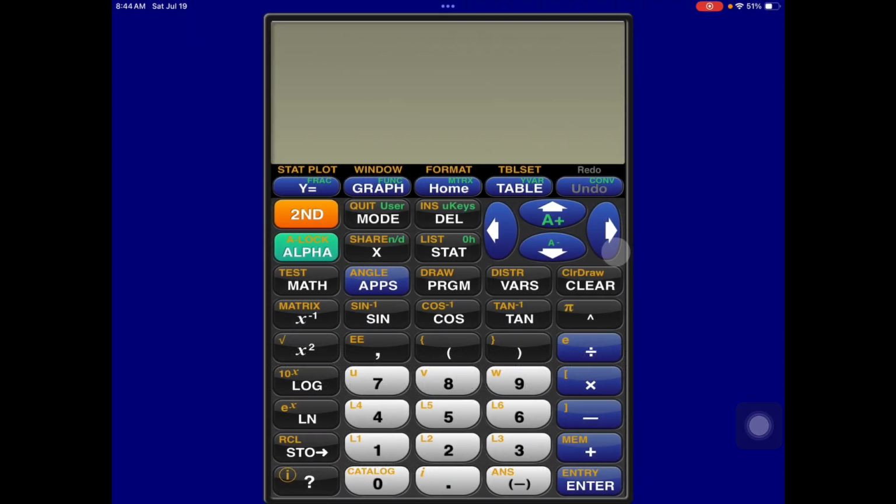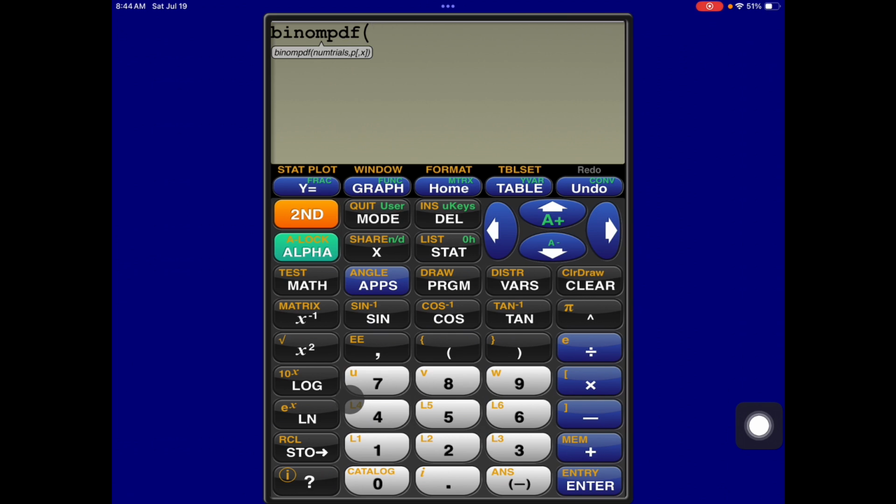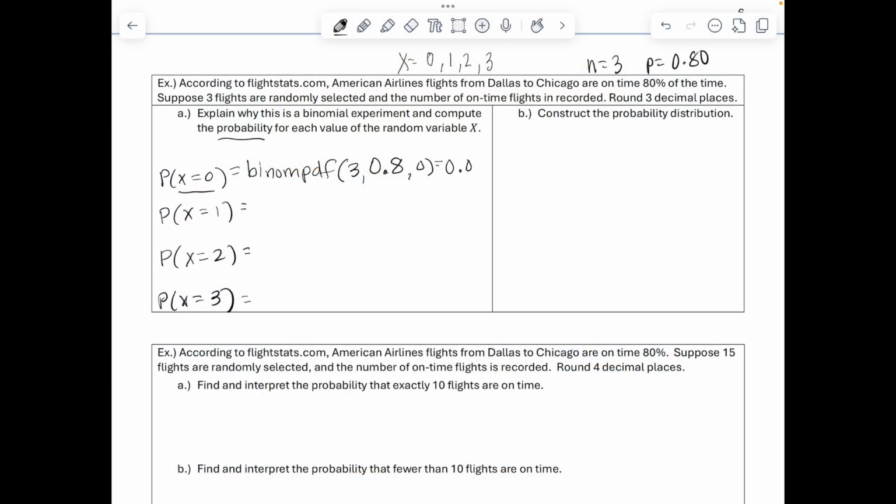On the graphing calculator, we're going to go to second vars, and from second vars we are going to go to binomPDF, and make sure you go to the one that says PDF, and then from here we need to enter in our number of trials, which is 3, comma, and the comma again is above 7. The probability is 0.8, comma, and then our x value, which is 0. Close your parentheses and then hit enter, and we get our probability. And from our graphing calculator, we get 0.008.